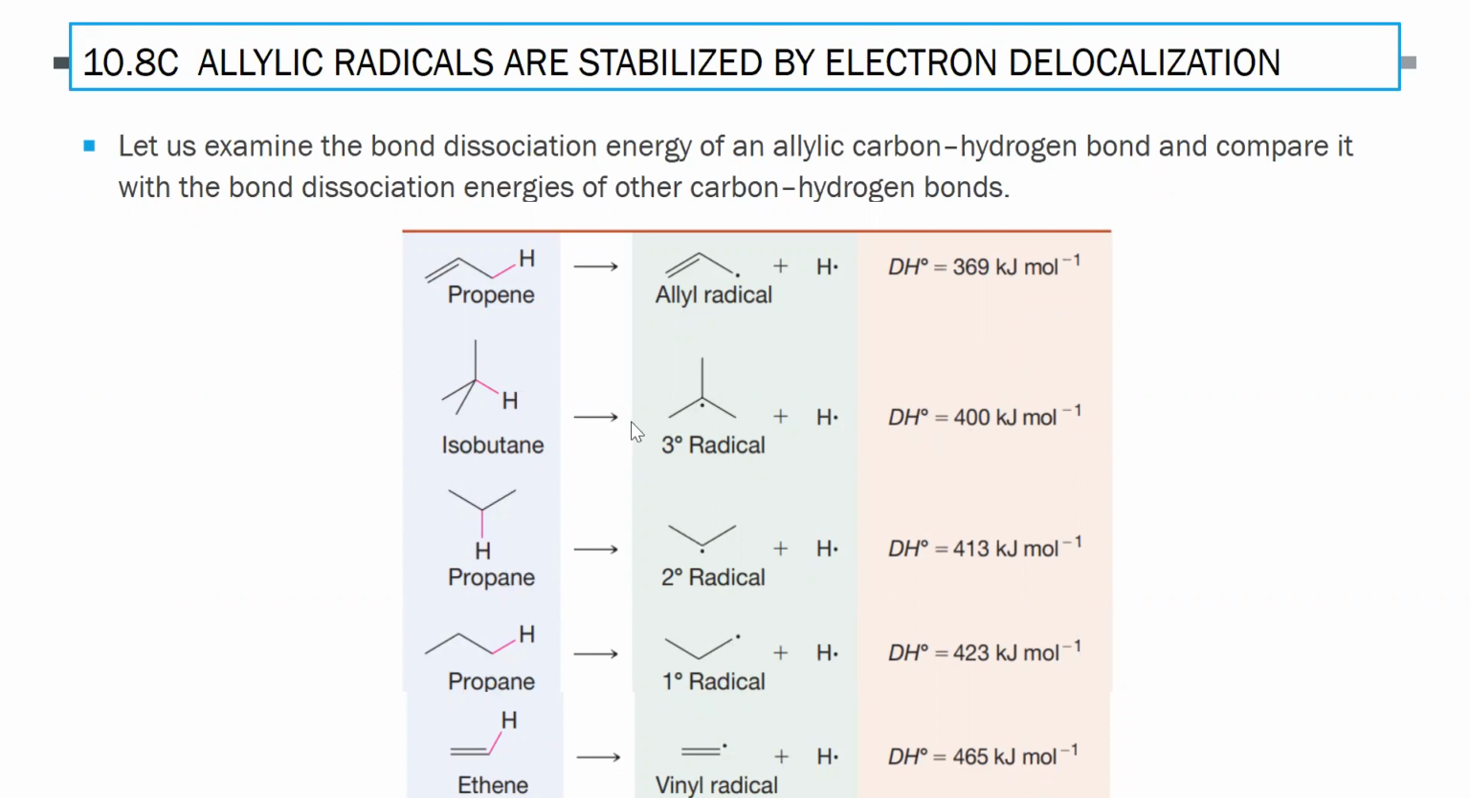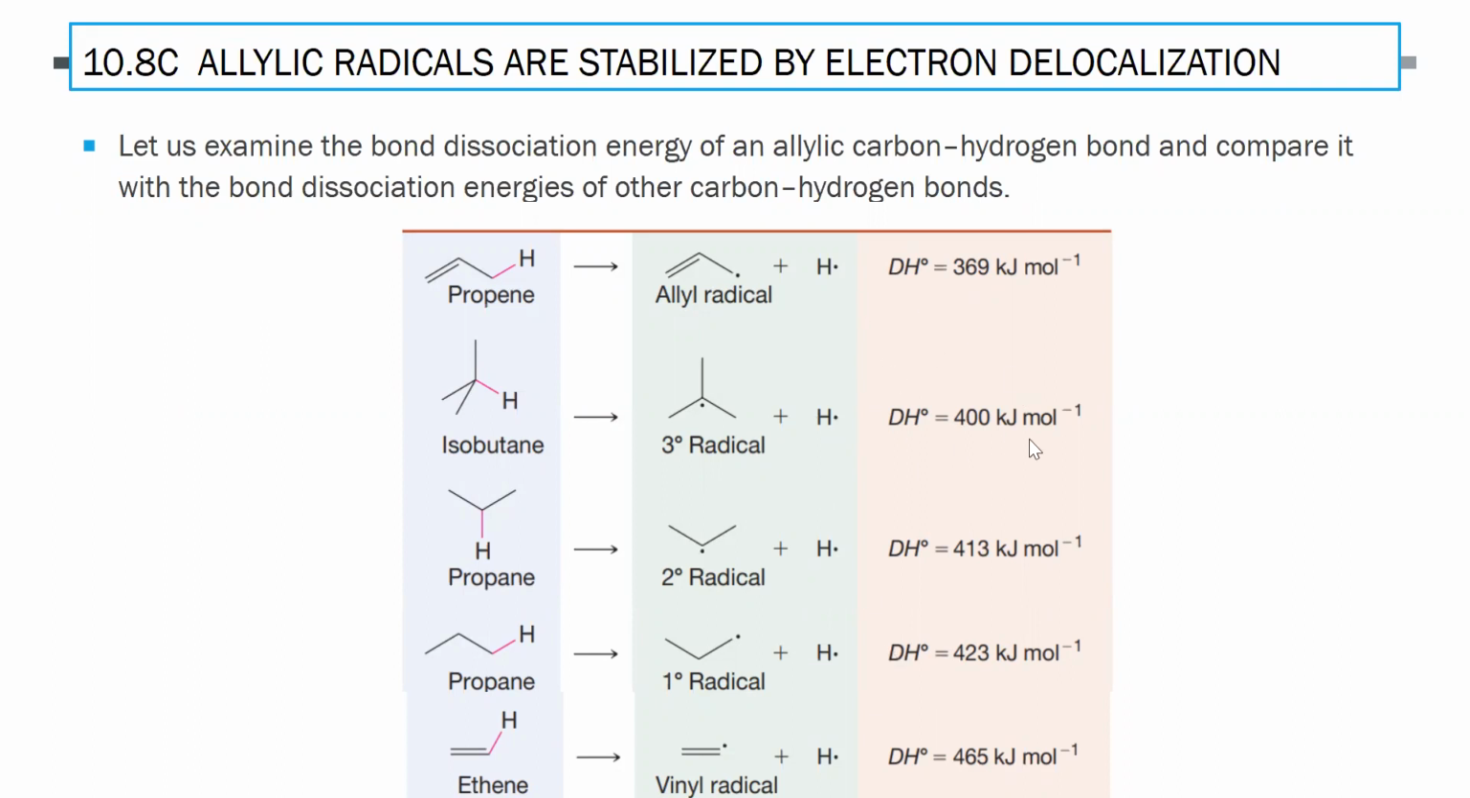So if you try to compare isobutane and propane, isobutane produces a 3-degree radical, and propane produces the 2-degree radical, isopropyl radical here, and the propyl radical here. You notice that the bond dissociation energy to produce a 3-degree radical is much lower. You see, 400 kilojoules per mole, and this one for a 2-degree radical is 413, and this one, 1-degree radical, is 423. Okay, so we have already established that there is much stabilization in forming a 3-degree radical. See, the 400 is much lower than 413 or 423.